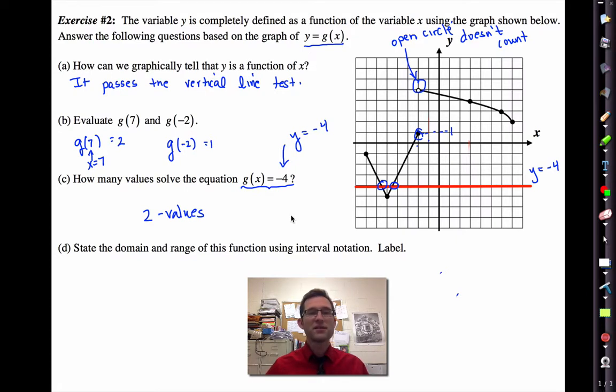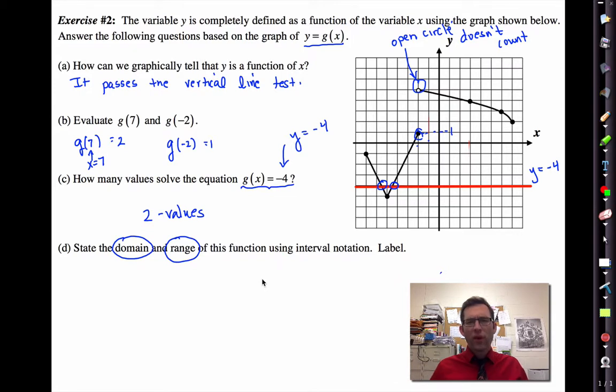All right, finally, state the domain and the range of this function using interval notation and label. Okay, so we got to talk about these two very important terms, the domain and the range. I don't want to write these out longhand because you've seen them before, but the domain typically students think of as the x's, and the range they think of as the y's, and that's not bad. It's not a bad place to start.